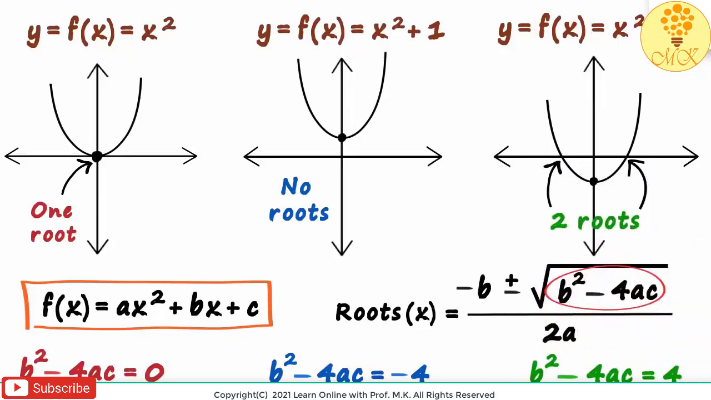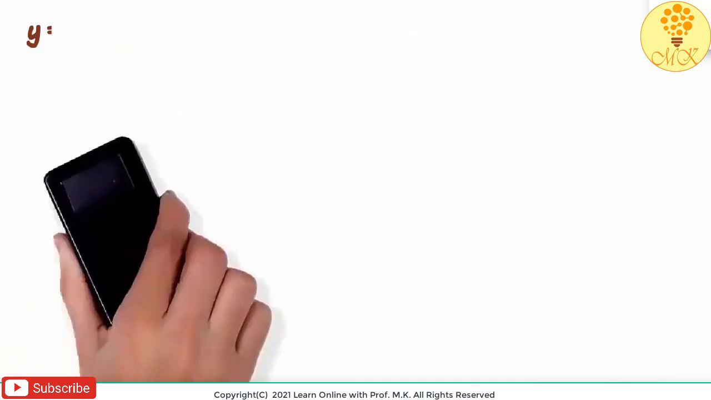Remember, to know how many roots an equation has, we just need to look at the value of b squared minus 4ac. 0, then 1 root. Positive, then 2 roots. And negative, then no roots. Quadratic functions is the favorite topic of the paper setters. You really need to understand them well.